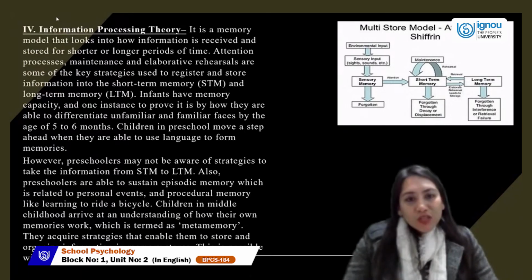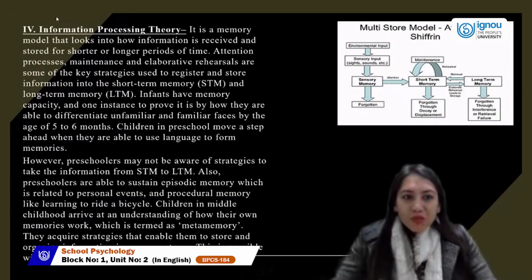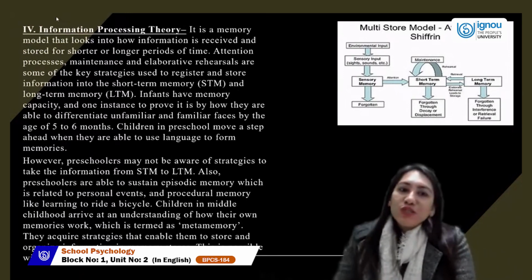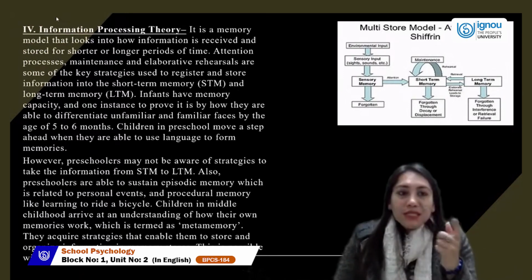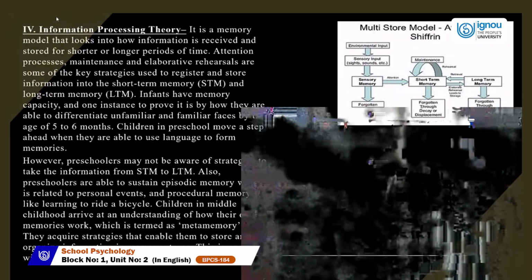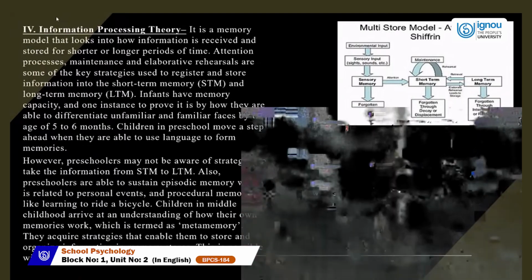So the information processing model came at the time of attention and memory. It is a memory model. It looks at how information is received from the environment, how it goes from one stage to the other, and then how it's retrieved well. Attention processes, maintenance, and elaborate rehearsals are all strategies that make information move from short-term to long-term memory.